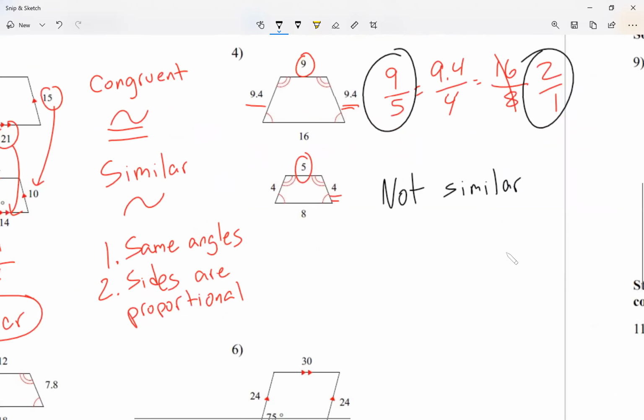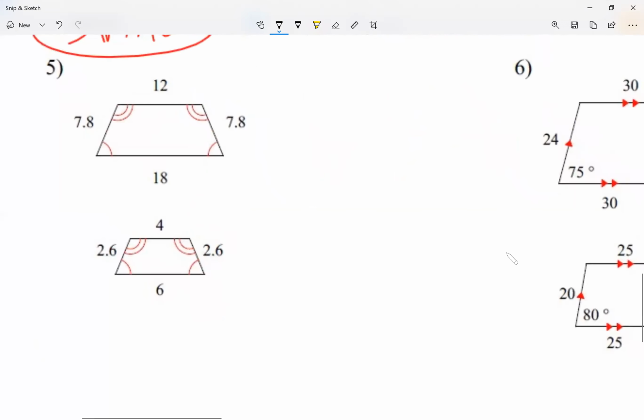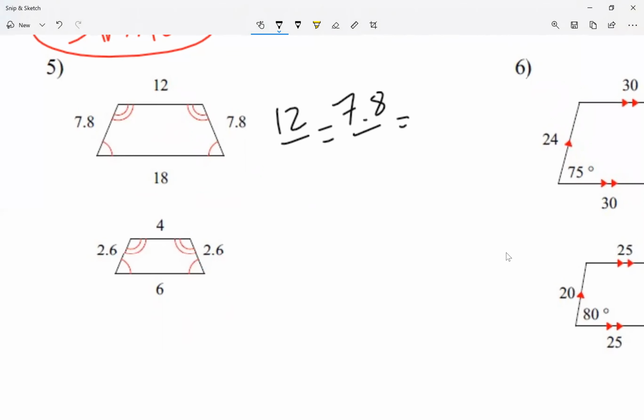Let's take a look at question number 5. Let me compare the sides that we have. From the figure on the top, I see 12, I see 7.8, and I see 18. Now 12 is corresponding with 4, 7.8 is corresponding with 2.6, and 18 is corresponding with 6.